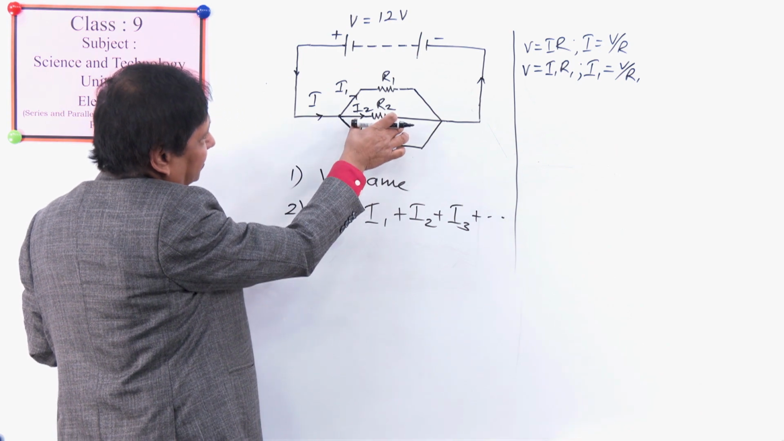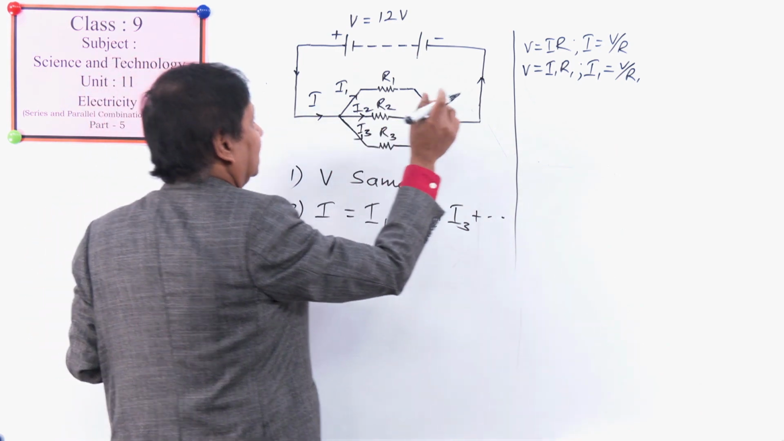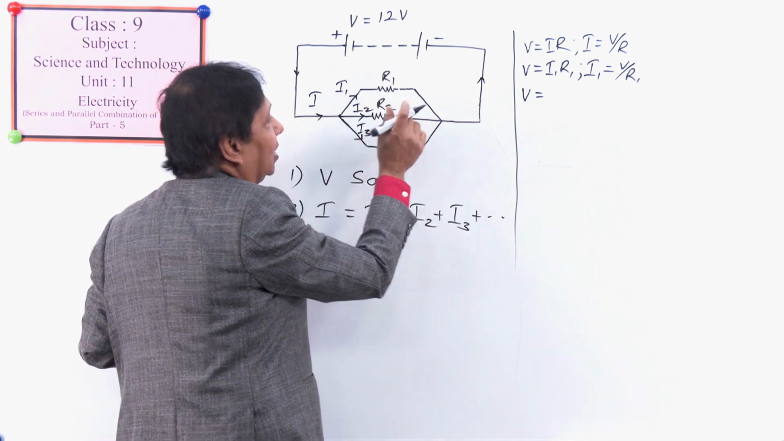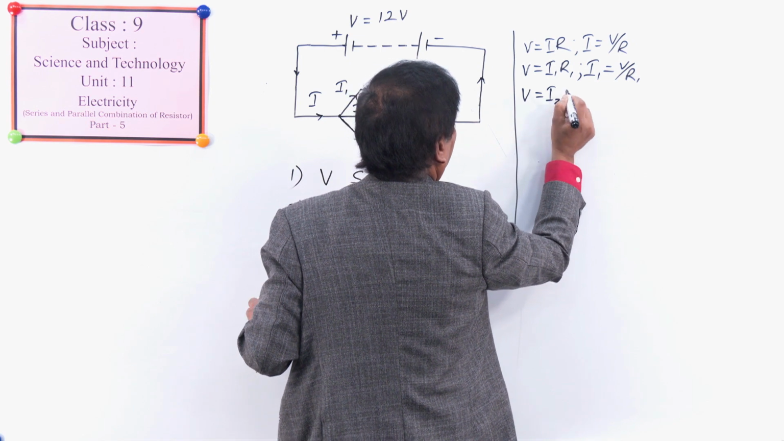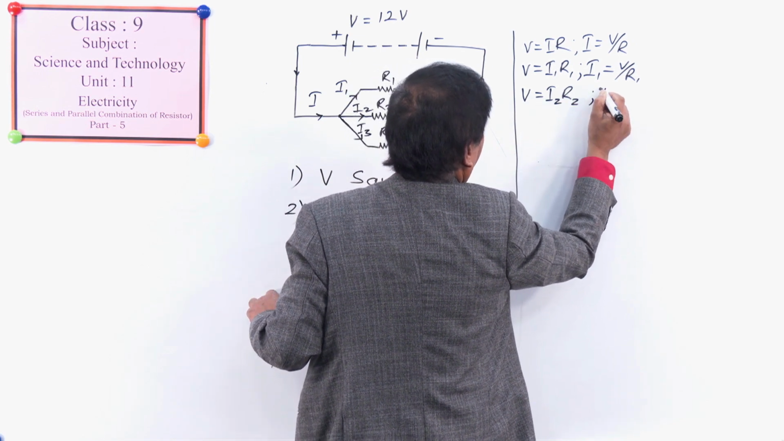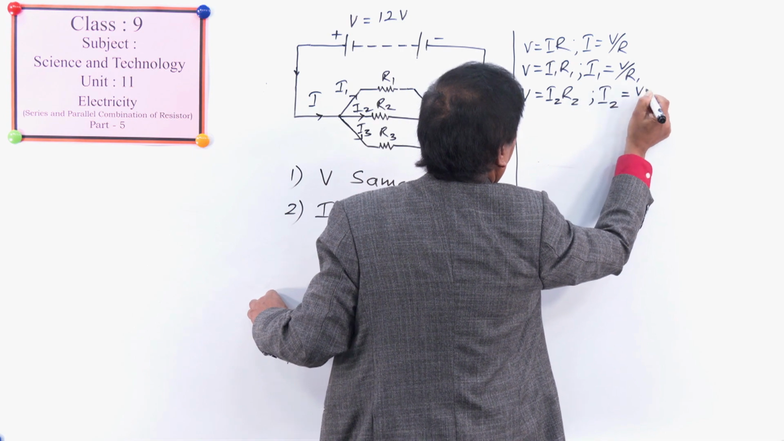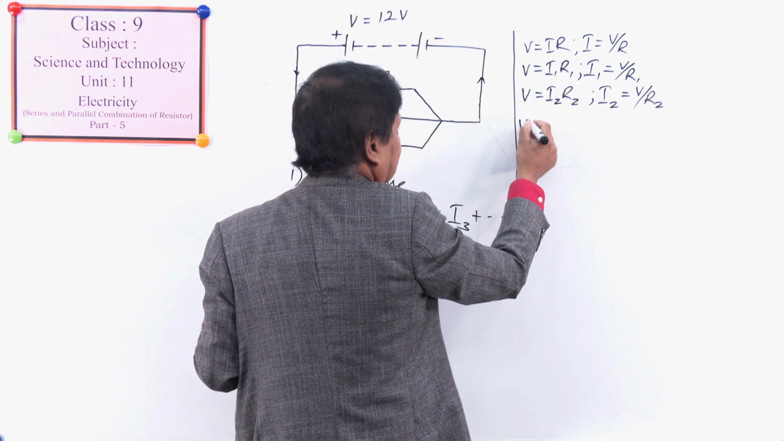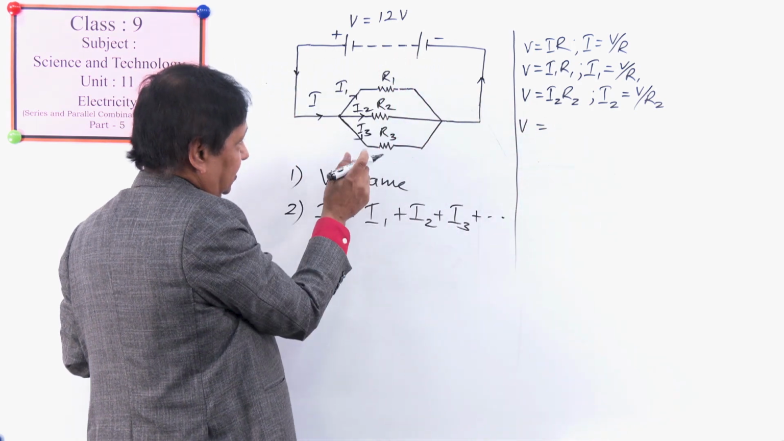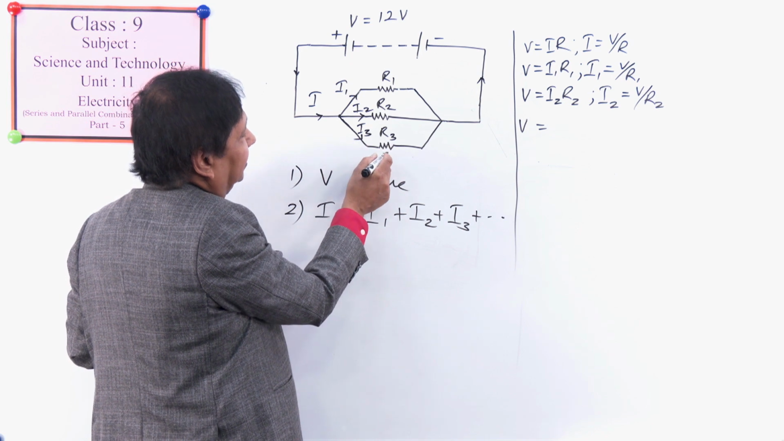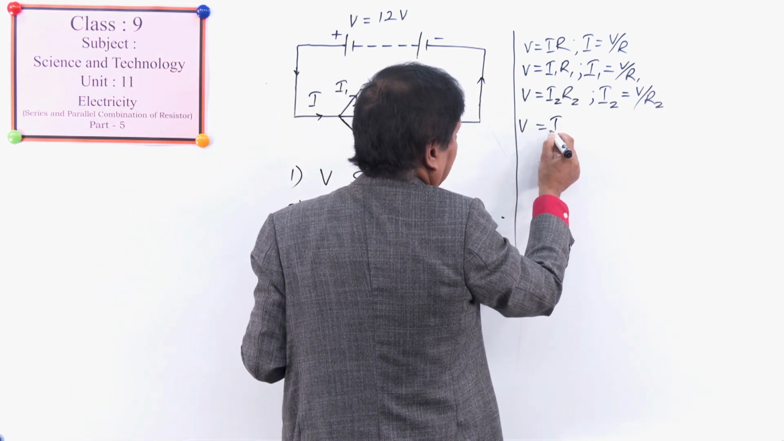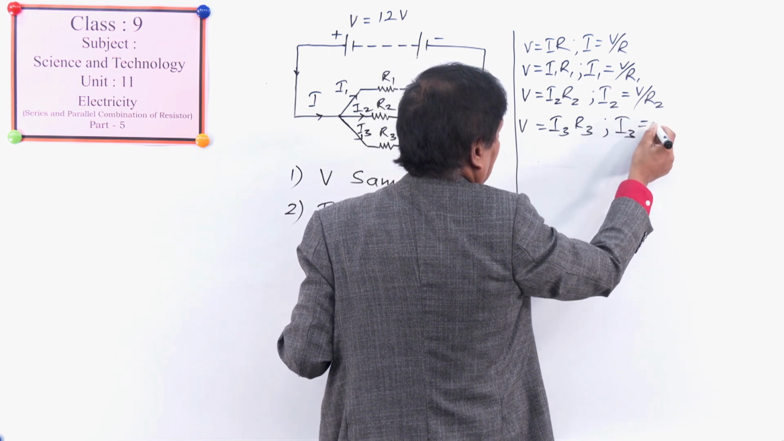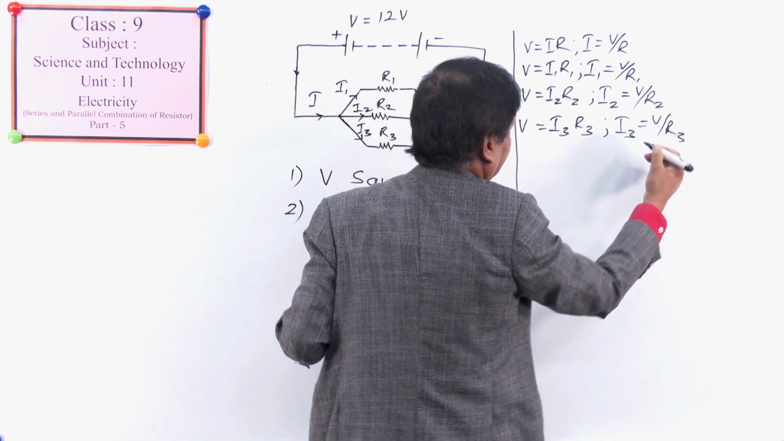Now in second branch potential difference is same, V is same. That's why V is equal to current is I2, resistance is R2. That's why V equal to I2 R2, and I2 is equal to V by R2. And for third branch potential difference is same, previously measured, and V equal to current is I3, resistance is R3. That's why V equal to I3 R3, and so I3 is equal to V by R3.